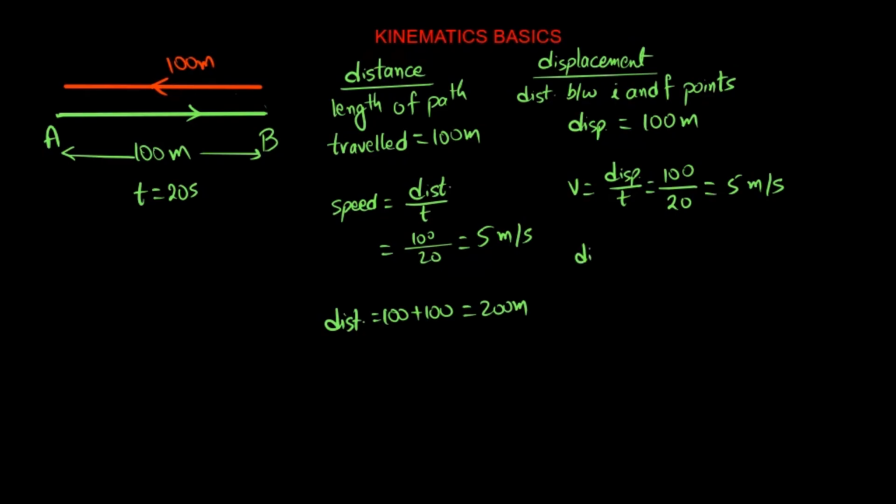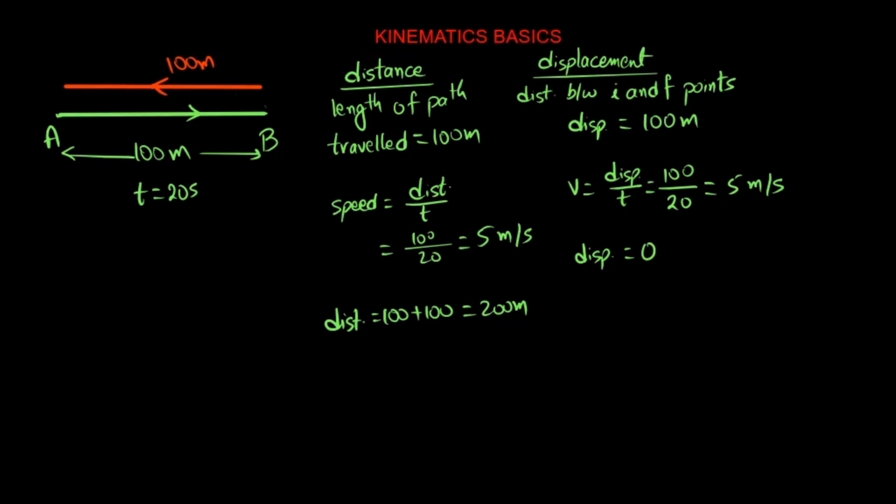The total displacement here is the distance between initial and final points. Initial point was A. This is where you started your journey, and finally you ended up at the same point A. Your starting point and the finish point are the same, and the distance between initial and final points is 0 because they are both the same points. So the displacement would be 0.